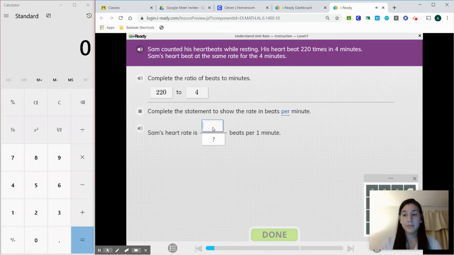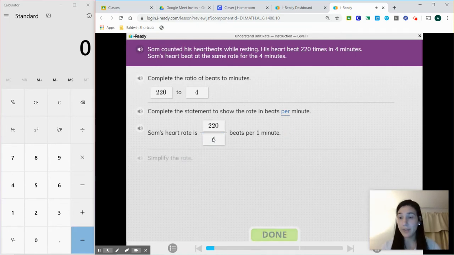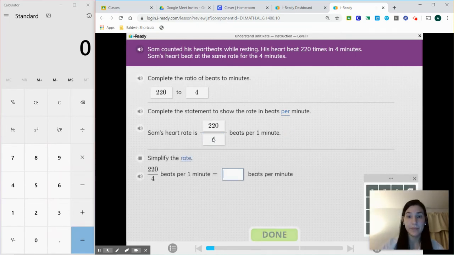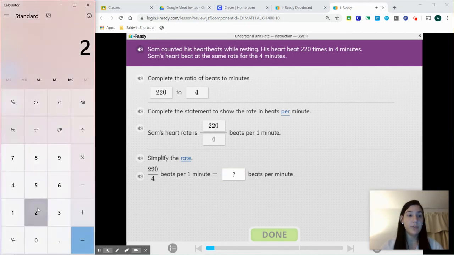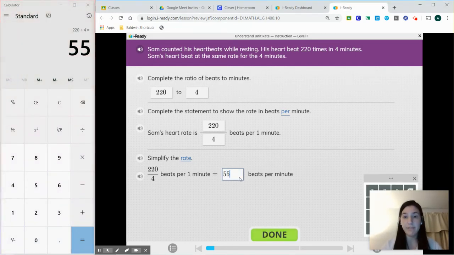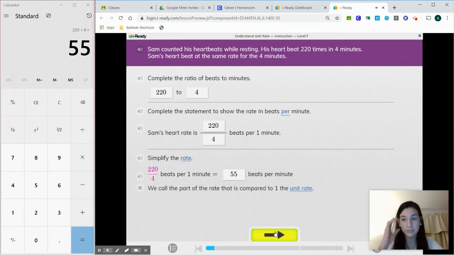Complete the statement to show the rate in beats per minute. Now rates we're going to write as a fraction because we know eventually we're going to divide. So we're going to write 220 over 4. And now we're going to simplify to find our unit rate. Simplify the rate. So we're going to do 220 divided by 4. I'm going to do that on the calculator over here on the side. And we see that it's 55. So we have 55 beats per 1 minute. We call the part of the rate that is compared to 1 the unit rate.